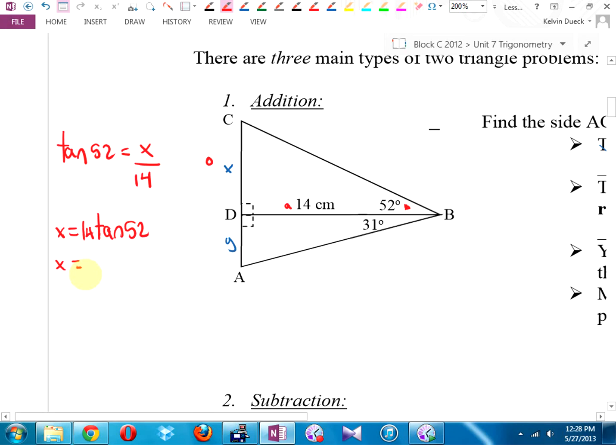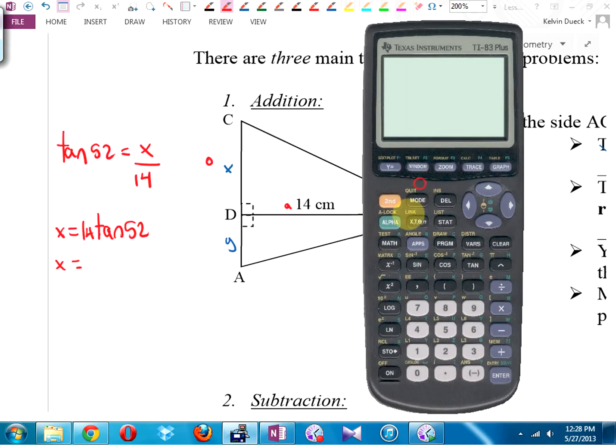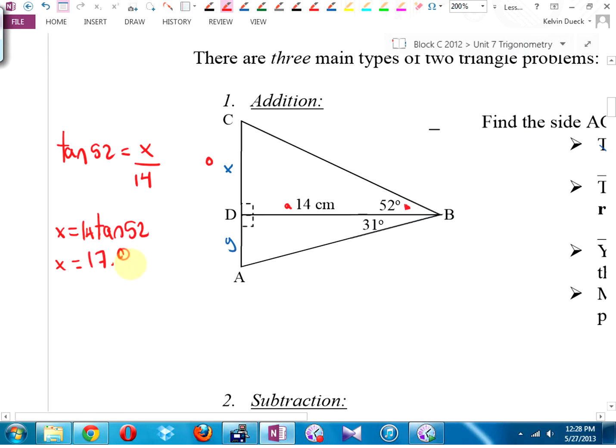And since this is not my final answer, I'm going to be using this to get the answer. Let's go to 3 decimal places. Let's carry a few extra decimal places just so that we're more accurate, because we don't want to round off until the very end. You guys are okay with how I got the 14 tan 52 cross multiply, right? 17.919. Okay.